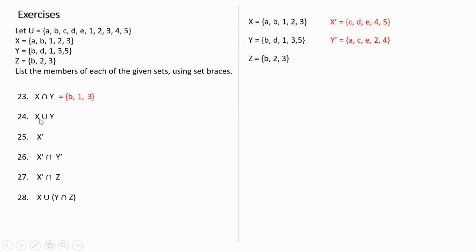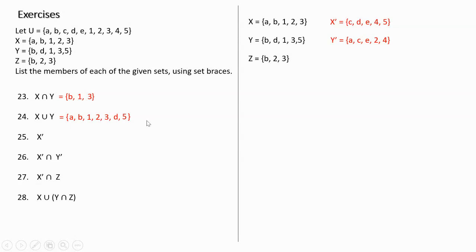Number 24, X union Y, or X or Y. Okay, again, like I mentioned in the previous slide, when you have union, you're going to write all the elements of X first, which is A, B, 1, 2, 3. And then we're going to go to set Y. If it's already in there, we don't write it again. Is B there? Yes, it is. So we don't write it again. How about D? No, it's not. So we have to write the D. The 1's there? Yes, it is. The 3 is already there. The 5's not there. So we have to put in 5. So that's my answer right there.